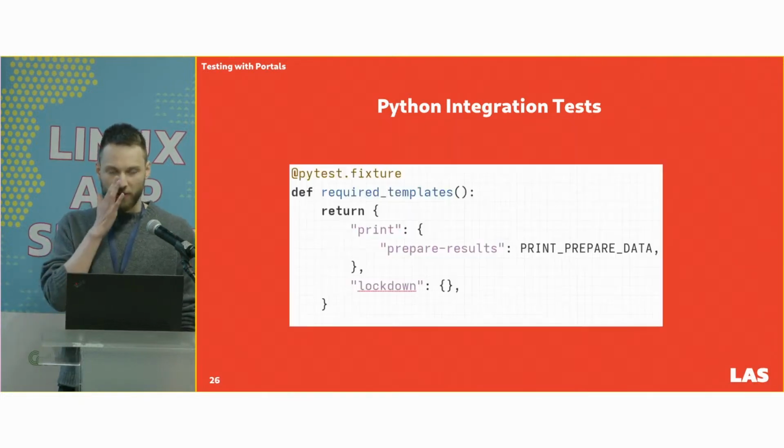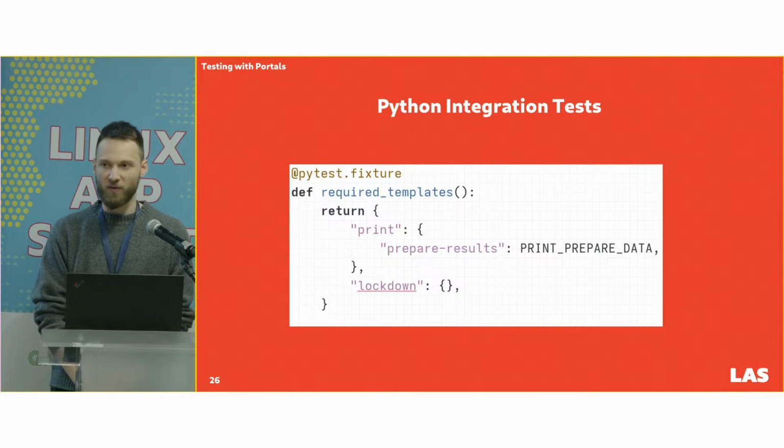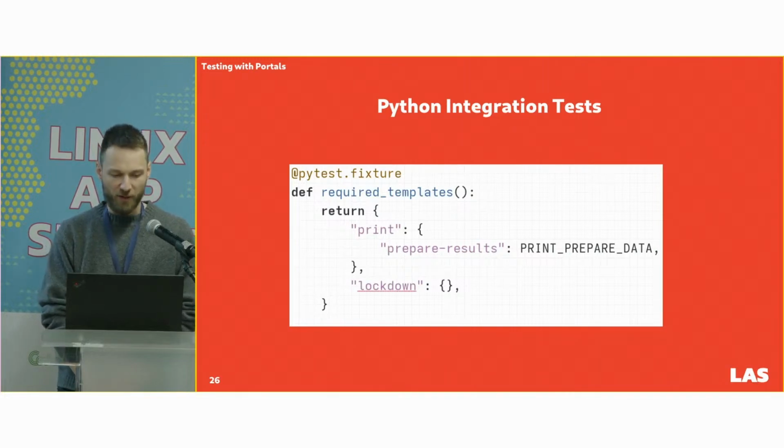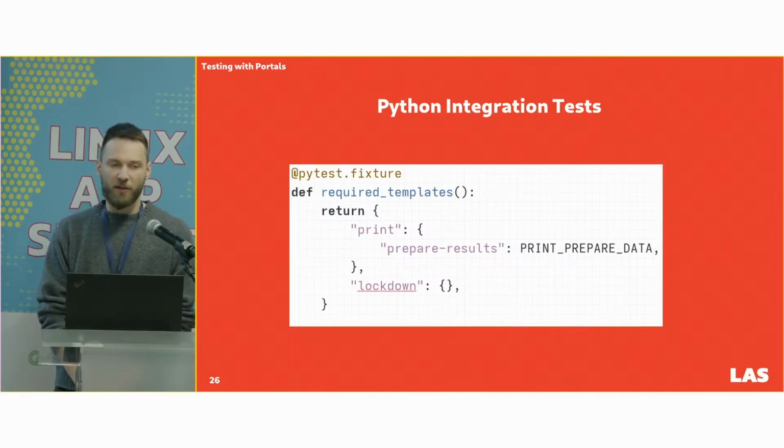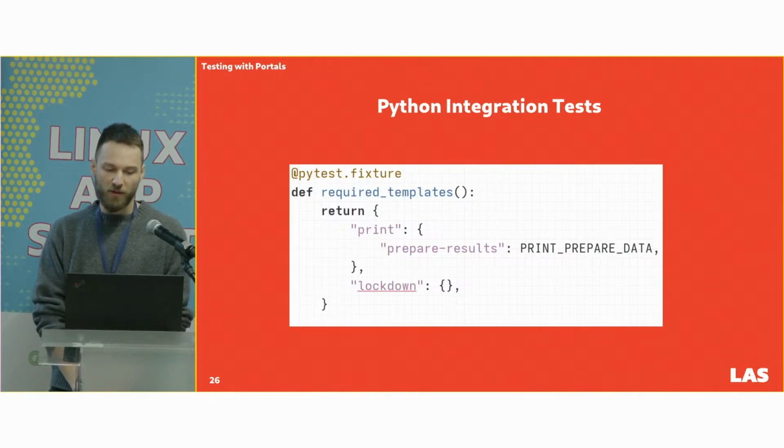The fixtures are quite nice because every test can override them. So for example, the printing tests have this defined at the top level of the class, which means this is defined for a whole bunch of printing tests, which is basically saying when you run those tests, we need the print portal and the lockdown portal backends. So it will automatically spawn those backends with certain parameters.